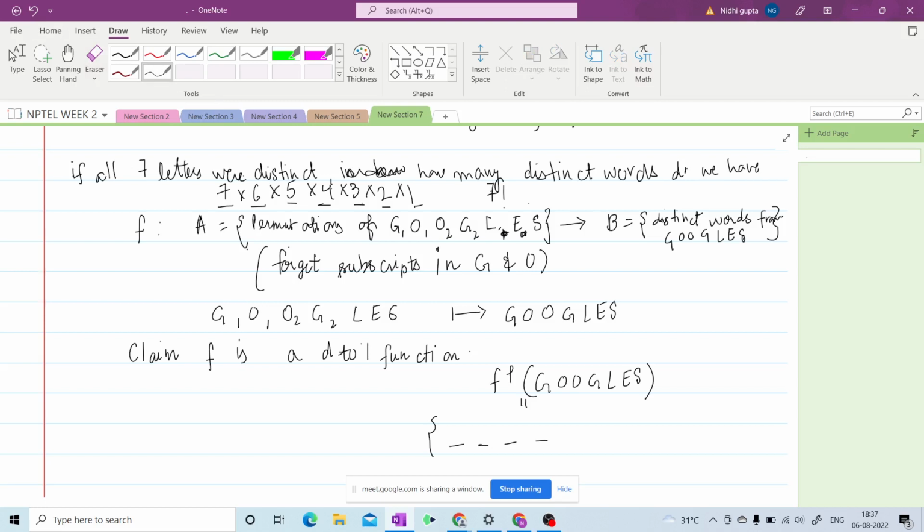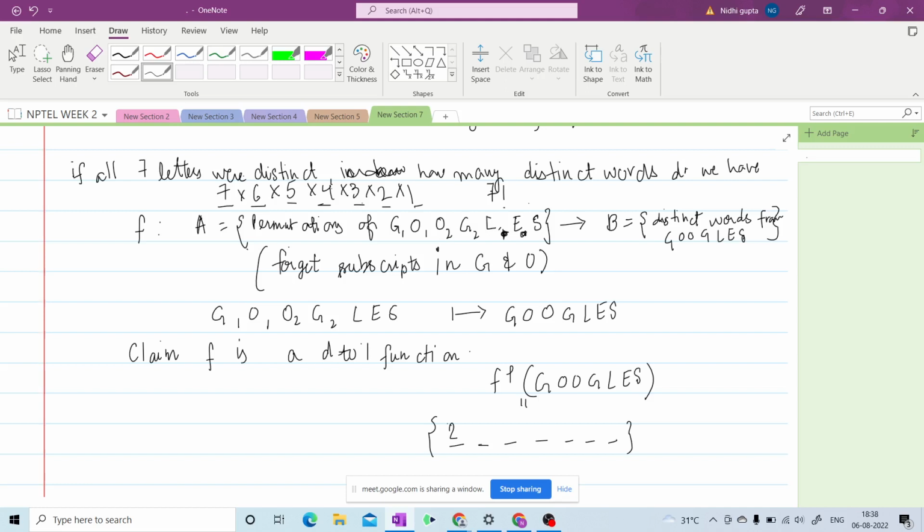5 only? How? 1 G, 1 O, and 1 L, E, and S. We are talking about the pre-images of a given word. So basically, you need to find all such arrangements which are going to the word goggles. So how many options do we have for the first place? If you are computing the pre-image of goggles, G1 and G2 can come there. Very good. So we have 2 options here.